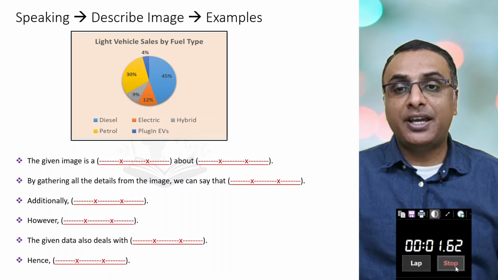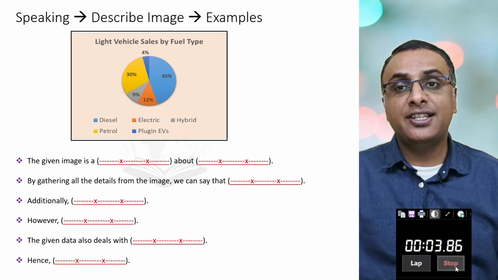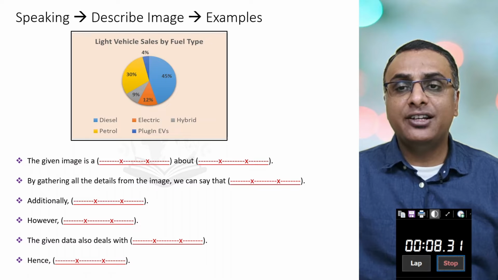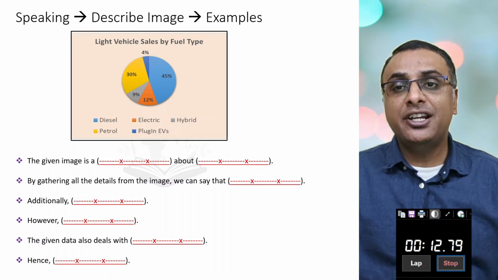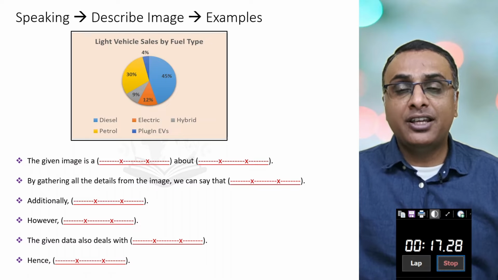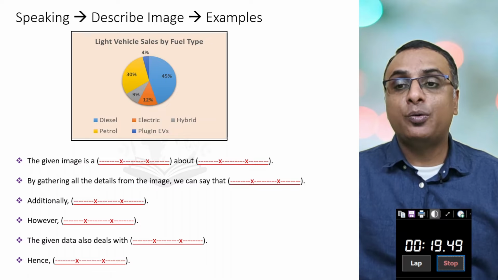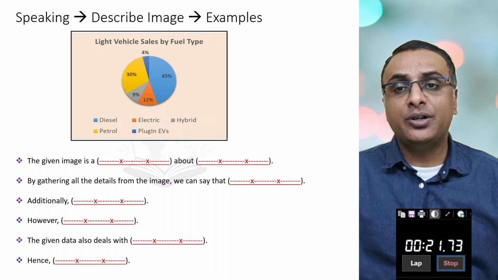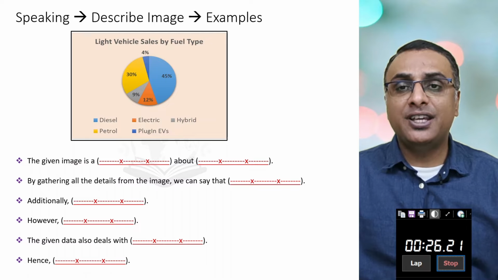The given image is a pie chart which deals about light vehicle sales by fuel type. By gathering all the details given in the image, we can clearly see that the diesel is at about 45% in sales. Additionally, it is being followed by petrol at 30%. However, the plug-in EVs is at a meager 4%, and the given data also deals with electric and hybrid fuel types. Hence, in conclusion, we can say that the diesel engines are at the highest share at about 45% in comparison to all the other fuel types.